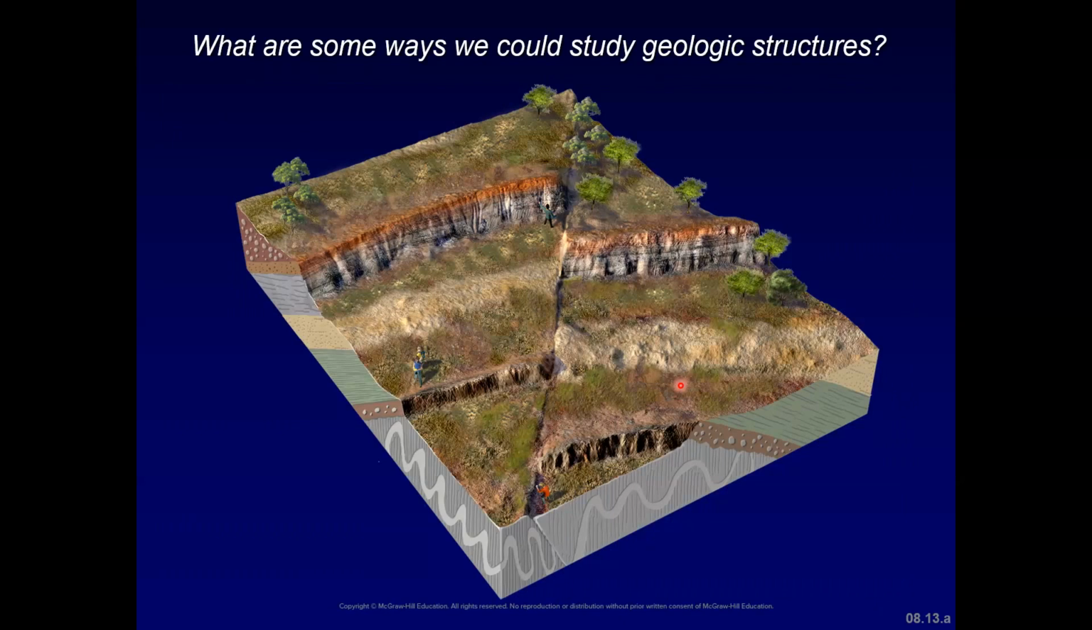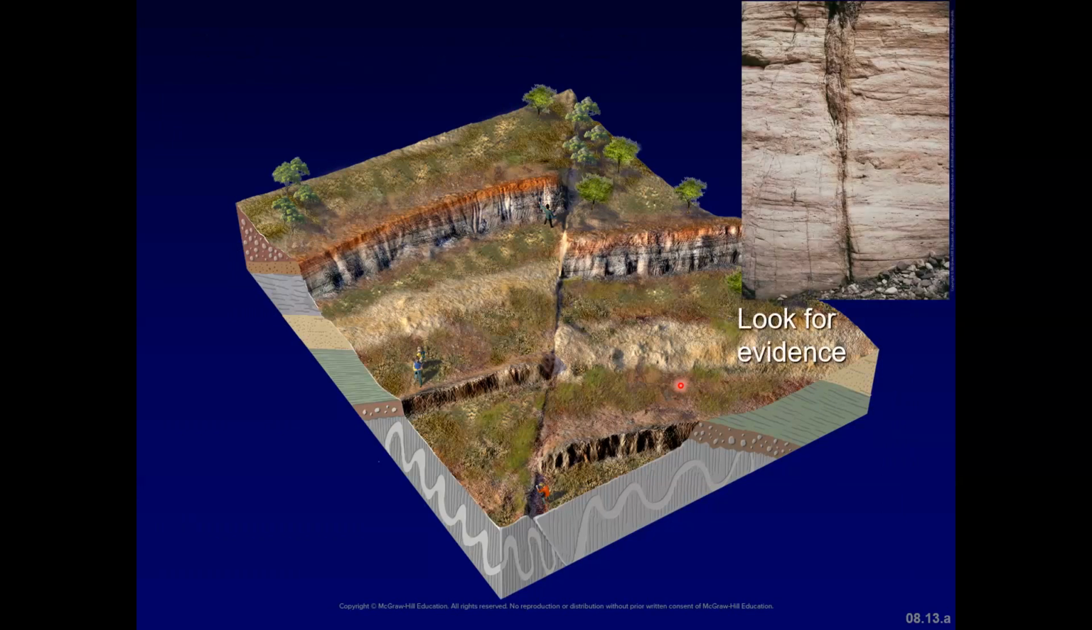So what are some ways we could study these geologic structures? Well, geologists look for evidence. We could start off looking at this by recording observations and sketching rock relationships like displacement, linear features, potential foliation.